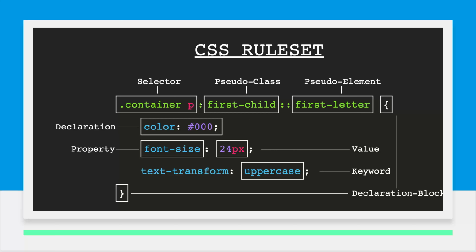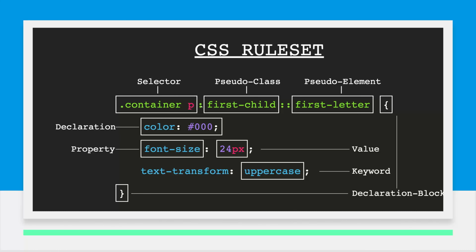And then we have this colon, which is something we usually use for pseudo-classes. Pseudo-elements usually use double colons. That doesn't really matter right now. That's just syntax you'll learn along the way. But if we look at the pseudo-class, what does it say? Well, it says first-child.